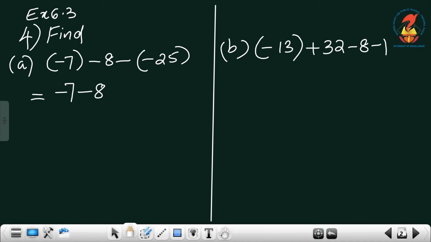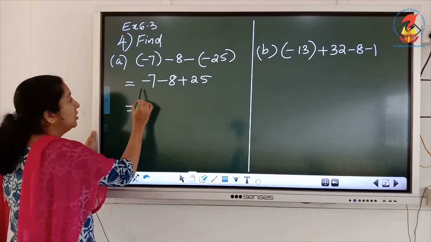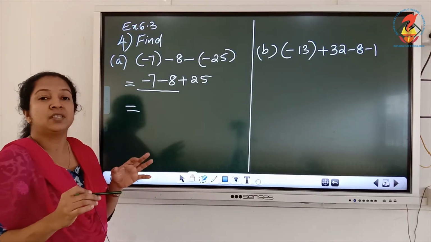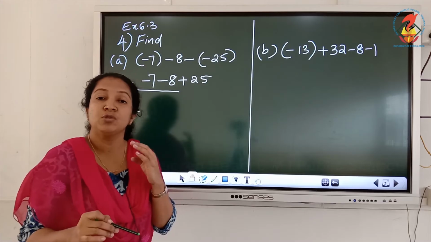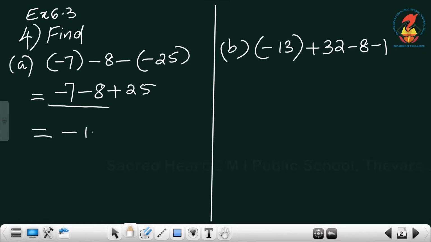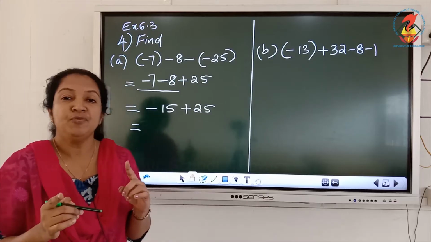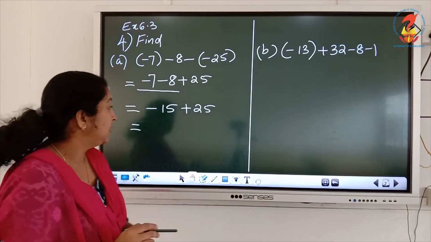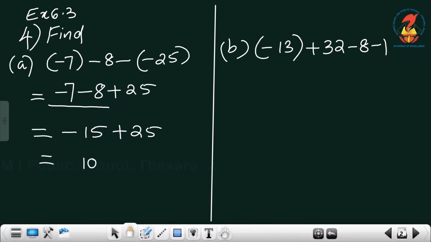What about this? Two signs, both are negative. So, when two negative signs come together, it is positive, plus 25. These two are numbers of the same sign, so we have to add. -15 plus 25. Now, we got two numbers of different sign. Take the difference between the numbers. It is 10 and put the sign of the bigger number, plus.